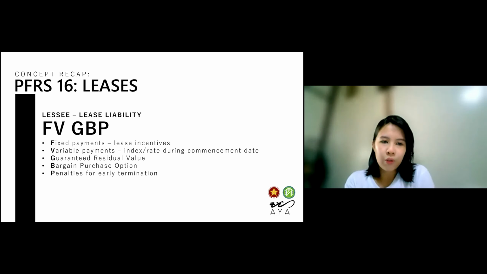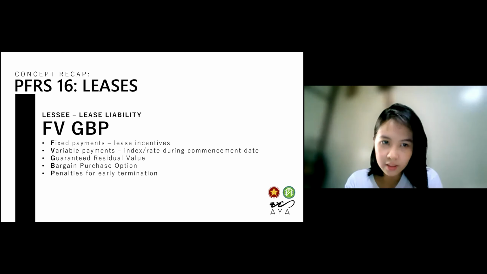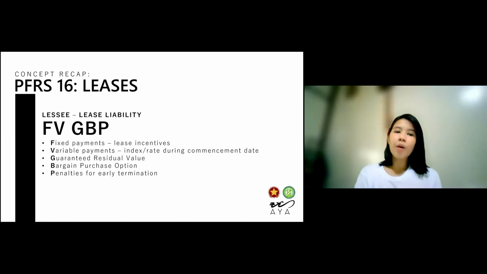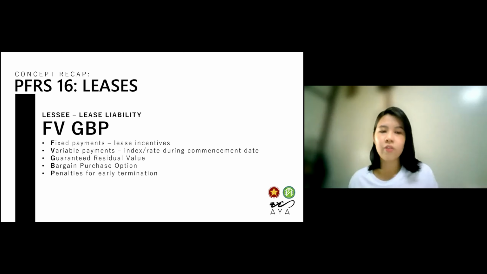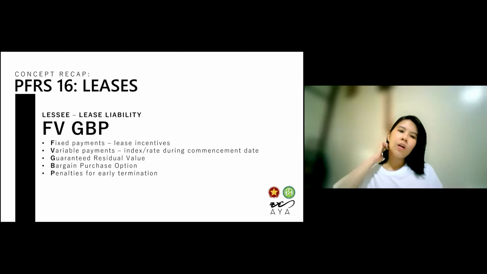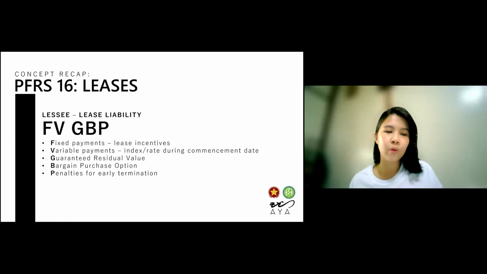Bargain purchase option. So from the word itself, bargain. So merong option si lessee na bilhin yung right of use asset. So at a bargain, or mas mababa dun sa fair value nung asset niya, mabibili yung right of use asset. Okay? So in line with that, there goes the fifth component, which are the penalties for early termination.